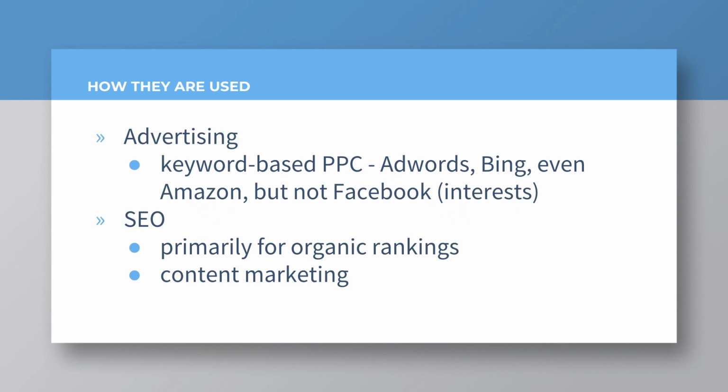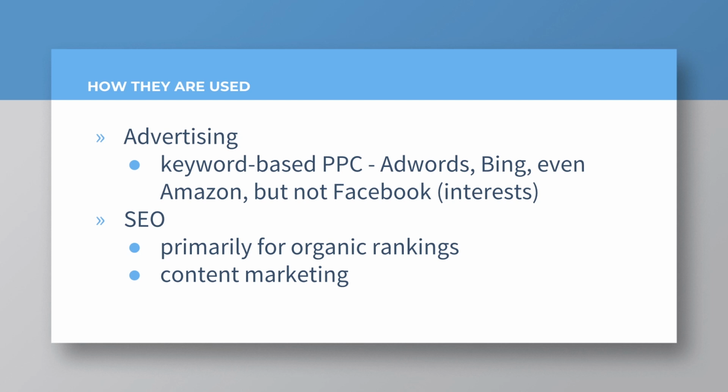Now let's go over how they're used in business. It's primarily advertising, where you have these keyword-based pay-per-click platforms such as Google AdWords, Bing, and even Amazon. But Facebook wouldn't fall into this category because their targeting is based mostly on interests and demographics.